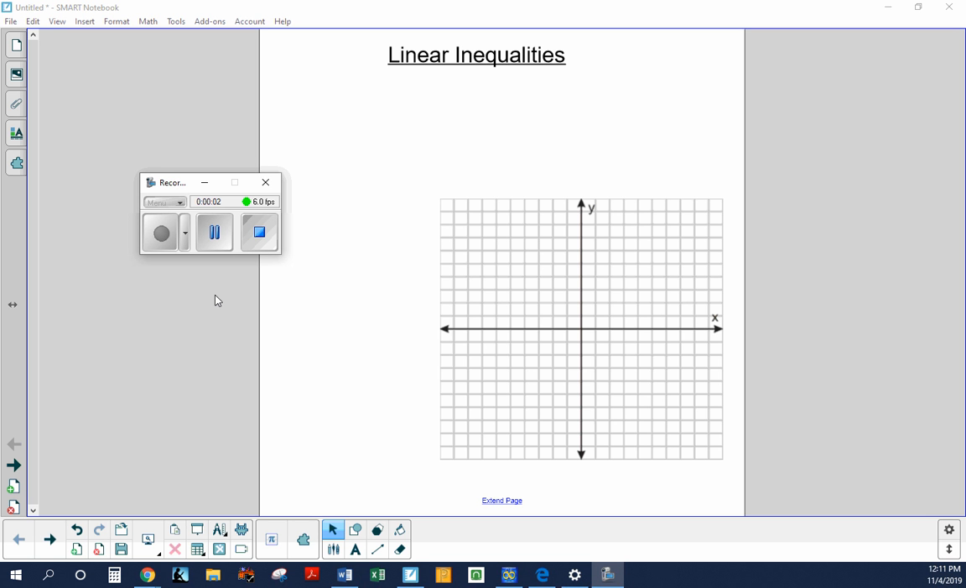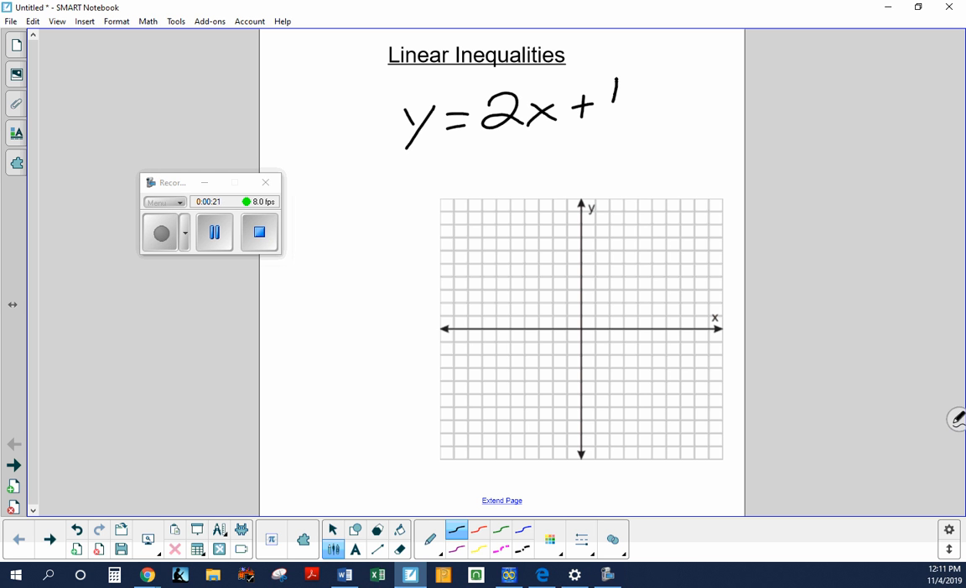Hi everyone, today we're going to learn about graphing linear inequalities. Now, we already know how to graph linear equations. What we're focusing on now are the inequalities. That is, instead of things like y equals 2x plus 1, we might have y is greater than 2x plus 1, or y is less than or equal to 2x plus 1.